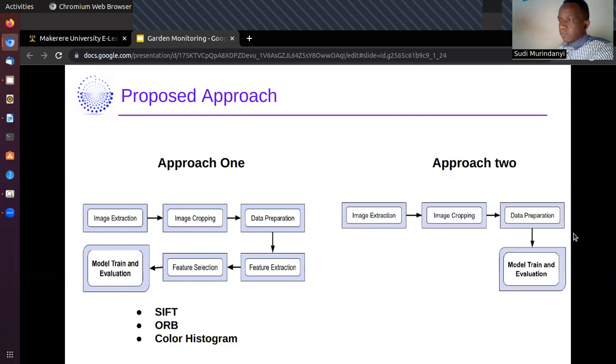So for the second approach, after data preparation, I just went to the CNN and transfer learning models. That's it, without feature extraction, because the CNN model does that, and the transfer learning model sort of uses the features from the model that you're going to use as a base model.